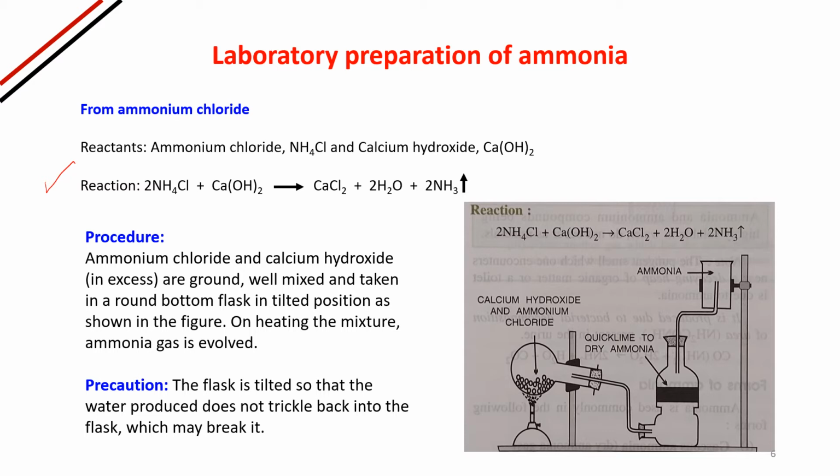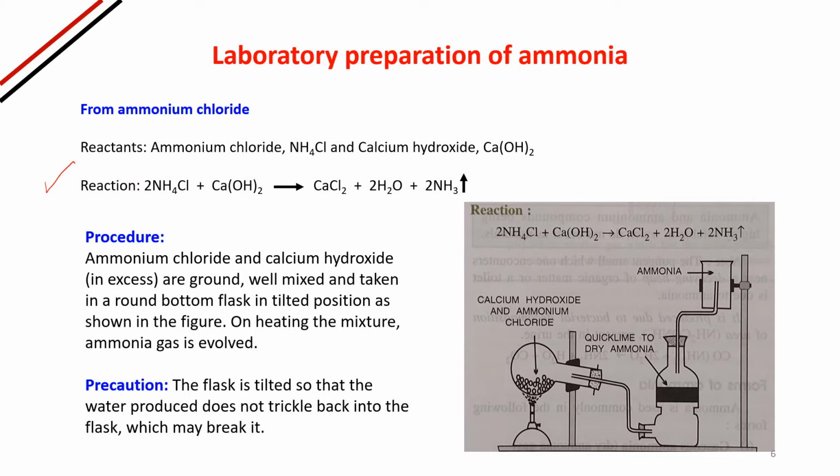Procedure: ammonium chloride and calcium hydroxide. Calcium hydroxide should be taken in excess quantity. Both are well mixed and taken in a round bottom flask. The round bottom flask should be in a tilted position. Now on heating the mixture, ammonia gas comes out.